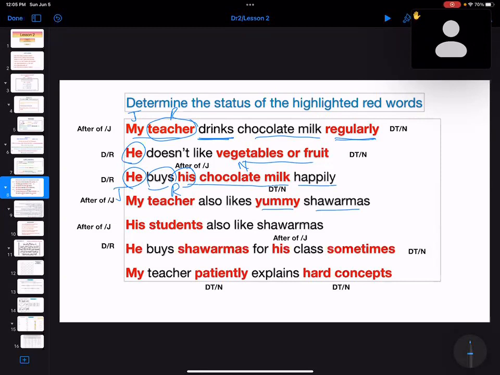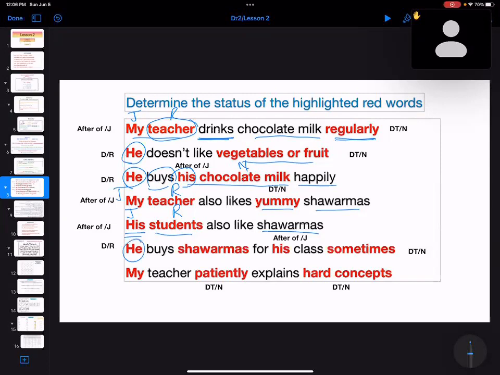Next one, his students also like shawarmas. Now, what should be the status of students? Rafa, because now we are talking about students. And his is going to be jar, because it is showing belonging. And then what did they like? Shawarma. So this is detail, nasab.